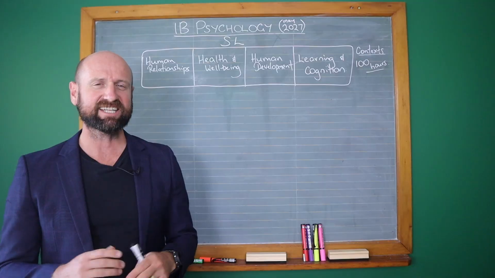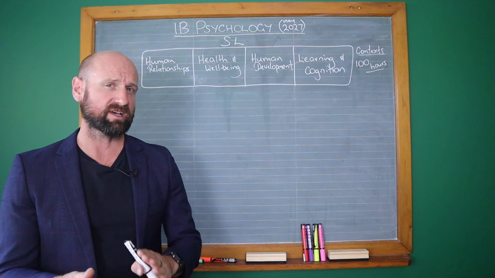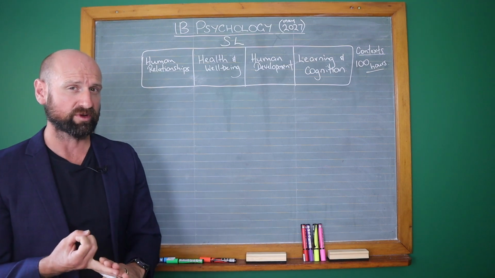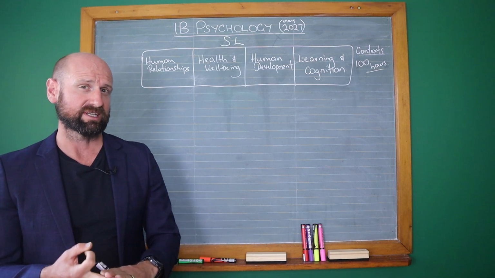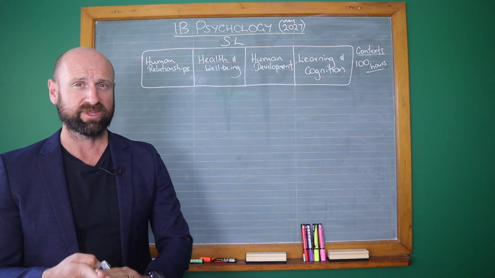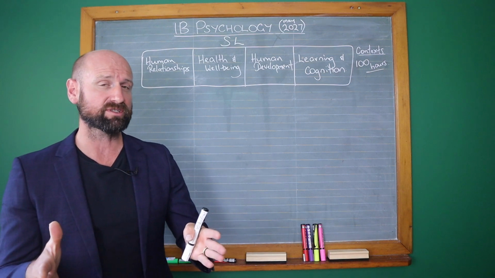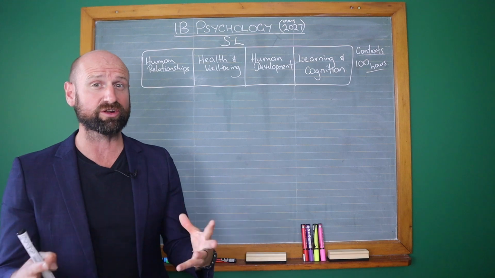There's a lot going on, so I'm going to see if I can explain it as simply as I can in about 6 or 7 minutes. Let's start with the 4 contexts. These are health and well-being, human relationships, human development, and learning and cognition. These take 100 hours to teach, and so there's a lot of content here.